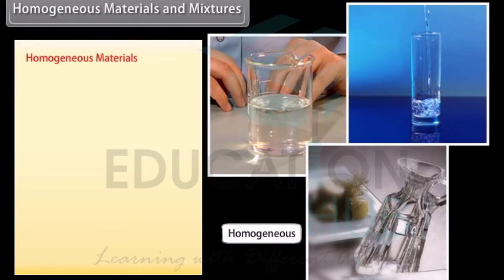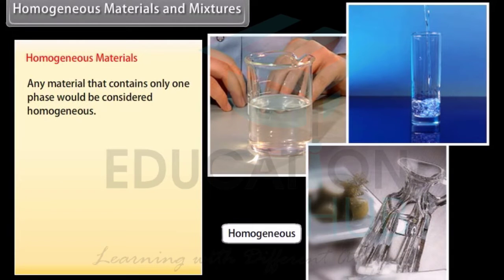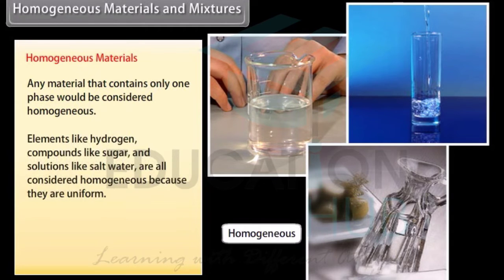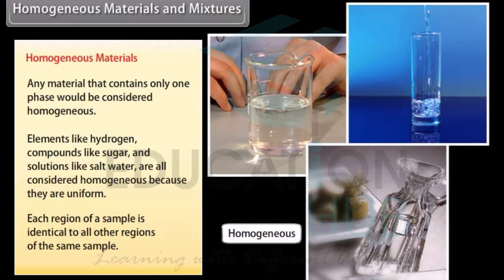Homogeneous materials. Any material that contains only one phase would be considered homogeneous. Elements like hydrogen, compounds like sugar, and solutions like salt water are all considered homogeneous because they are uniform. Each region of a sample is identical to all other regions of the same sample.